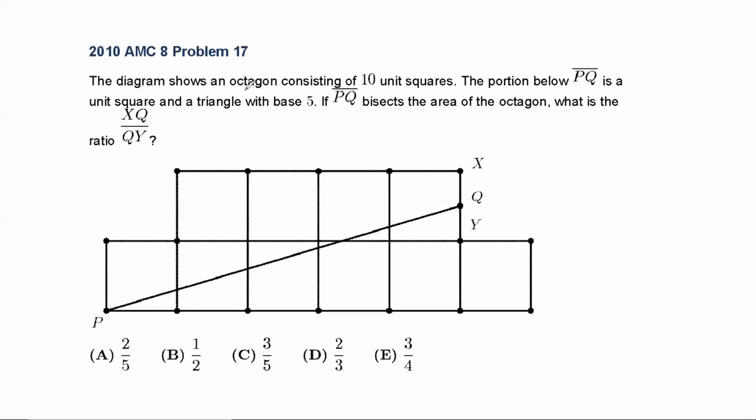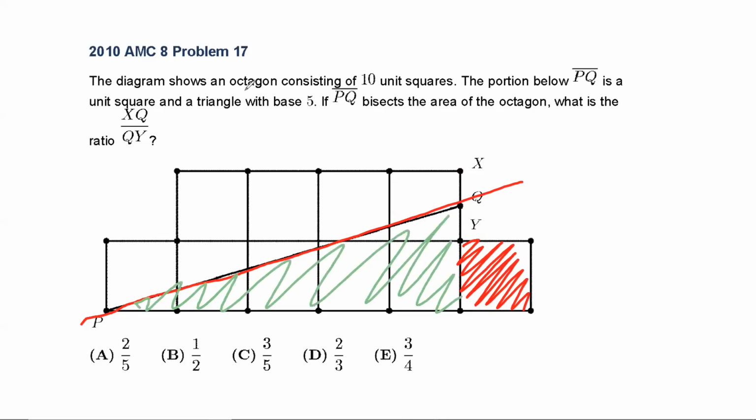So they're asking for XQ over QY, so this length over this length. I know it might look like those two lengths are equal, but they're not because diagrams aren't necessarily drawn to scale. Okay, so we're told that if we draw this line, everything on the lower side of it has an area of 5. We already know that this square here has an area of 1 because it's a unit square. So that means that the area of this big triangle here is 4.